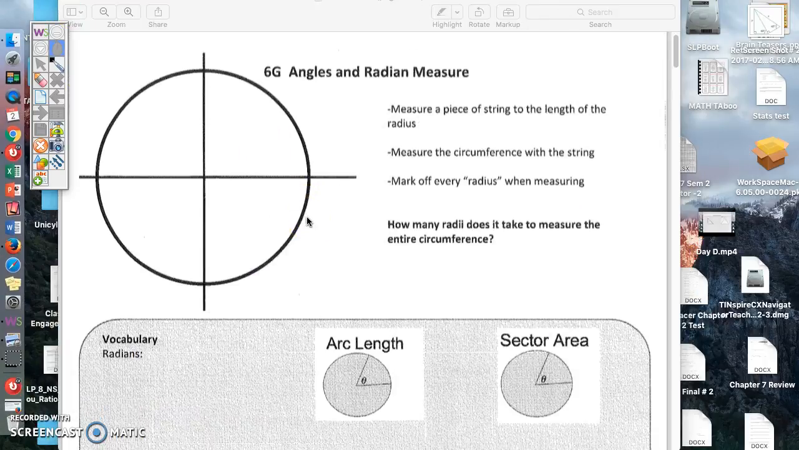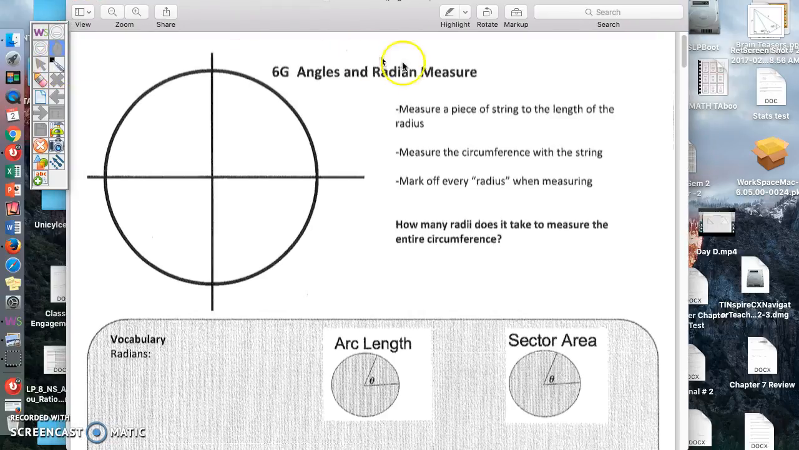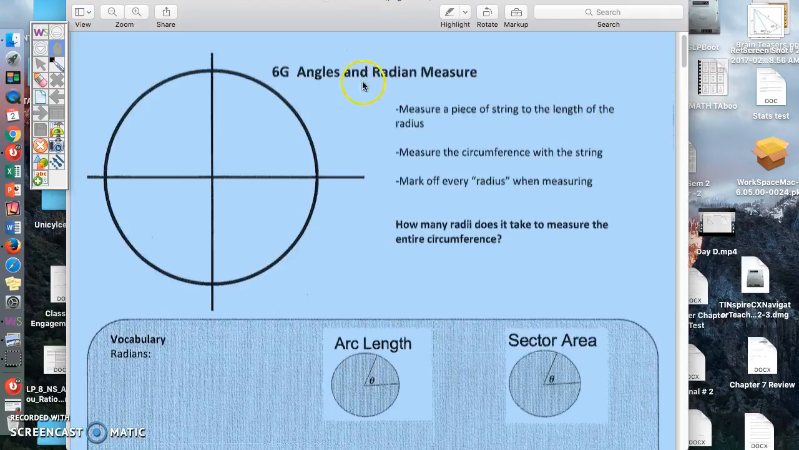So today we're going to take a look at angles and radian measures. Up until now we've only measured angles in degrees, and today we're going to take a look at another measurement that's called radians.